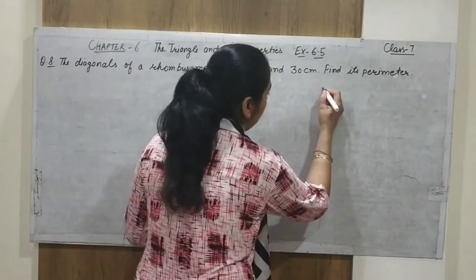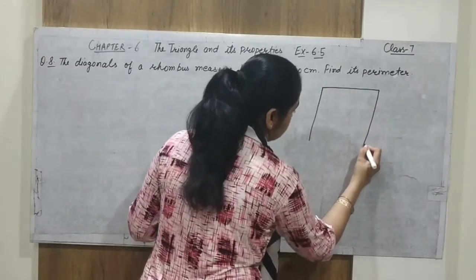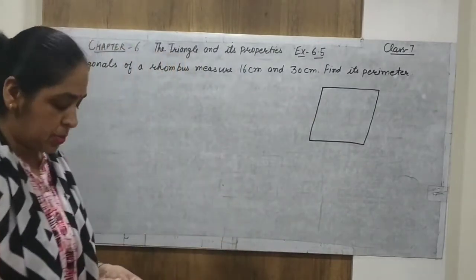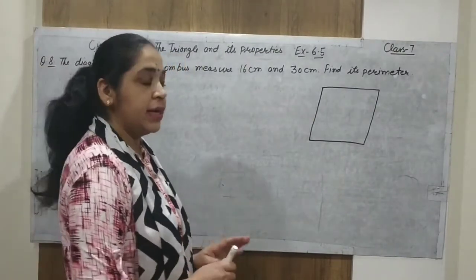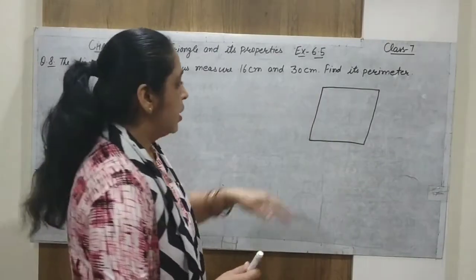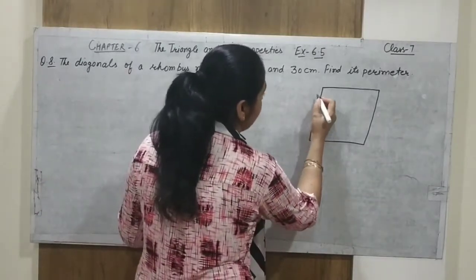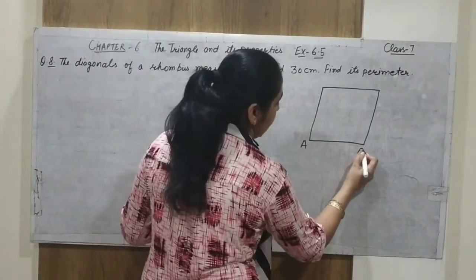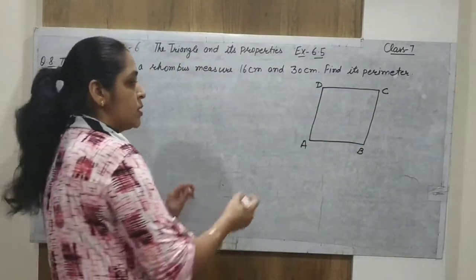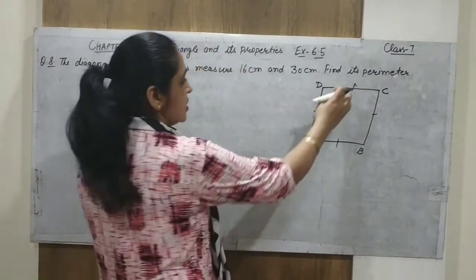Now, what is a rhombus? What are the properties of the rhombus? Actually, rhombus is a quadrilateral. Quadrilateral means four-sided figure. That is called the rhombus. Now in rhombus there is one property that all its sides are equal. Let us suppose A, B, C, D is a rhombus. In rhombus, all the sides are equal. One thing is this one.